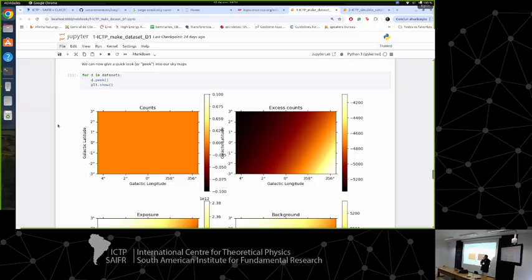Despite the very large field of view, which for the IACTs is 3.5 to 4.5 degrees.